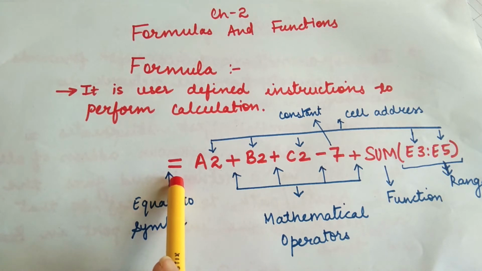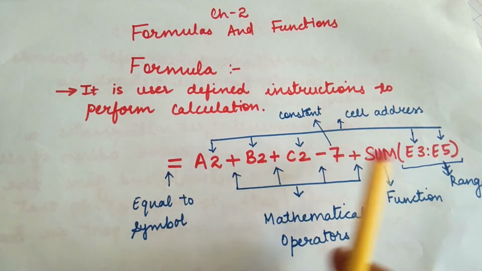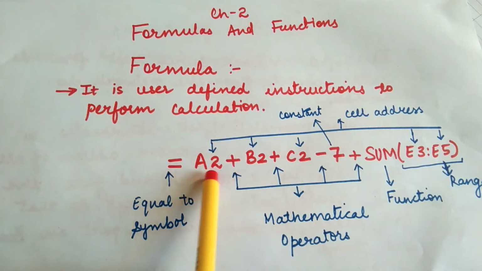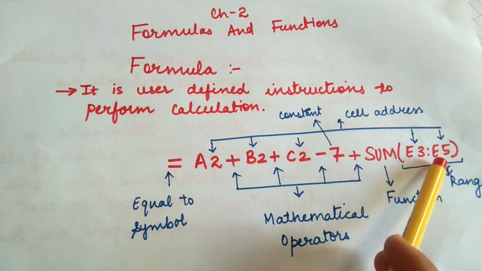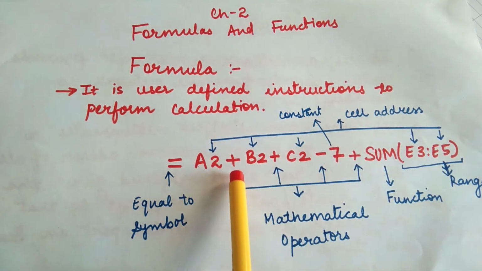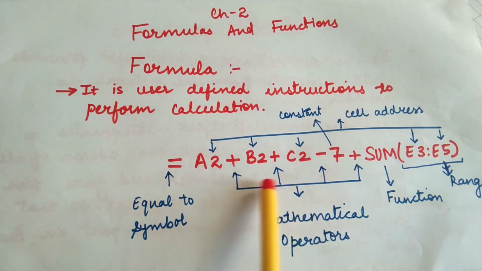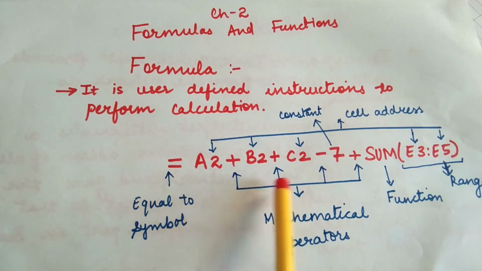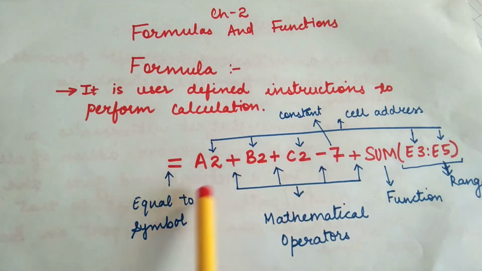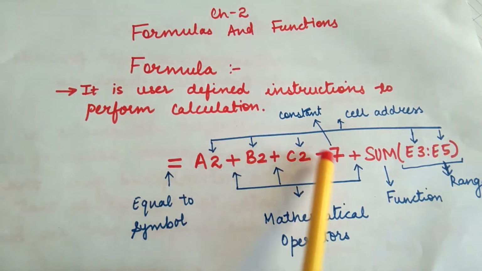Next, can you see A2, B2, C2, E3, E5? We have just learned that all these are called cell addresses. Next, plus and minus are the mathematical operators, which I want to apply upon my data. Next is 7. Now 7 is a constant. Can I change the value of 7? No. So 7 is a constant.